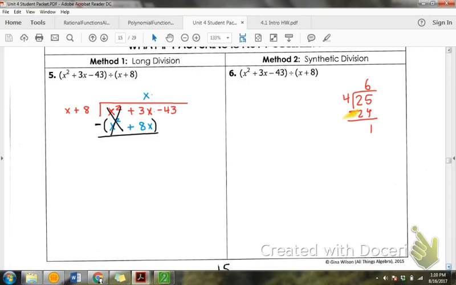Then what kind of an 8x is that really? It's really a negative 8x. So 3x minus 8x is what? Negative 5x. Okay. How do we keep going through the problem? What do you do next? Good. You're going to bring down the negative 43.